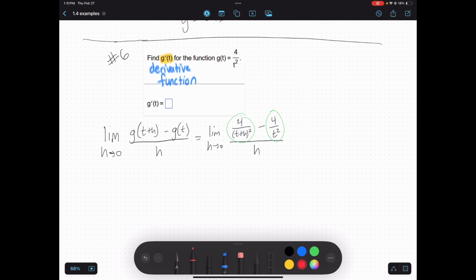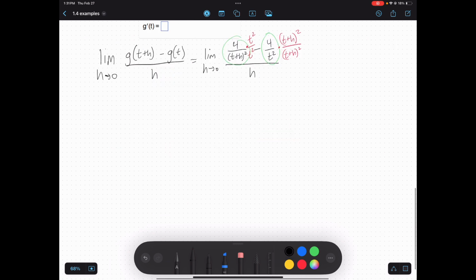So in order to do that, I need to find a common denominator. So this fraction, I'm going to multiply by t squared over t squared. Remember, you have to multiply both the numerator and the denominator by the same thing in order to keep that fraction equivalent. This fraction, I need to multiply by t plus h squared over t plus h squared. So let's see what that gives me. I get this limit as h approaches 0 of 4t squared over t plus h squared times t squared.